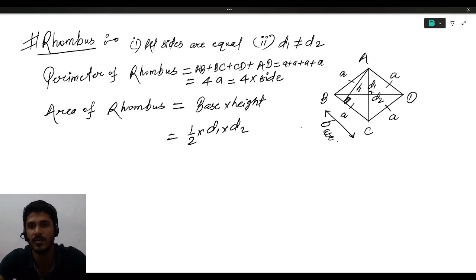So here for the area of rhombus, you are simply going to take the product of the diagonals and take half of that product. And the second formula is base into height. In any kind of rhombus you can apply this formula, that is half into d1 into d2, as well as base into height. Okay, now let's move to parallelogram.